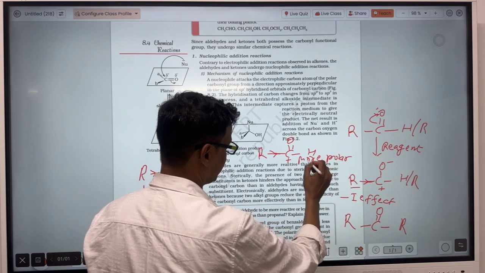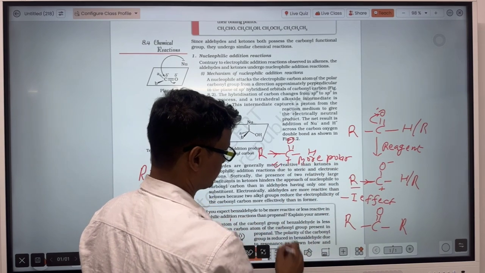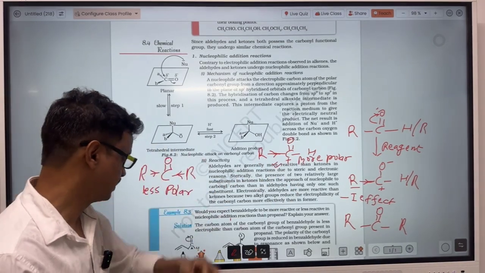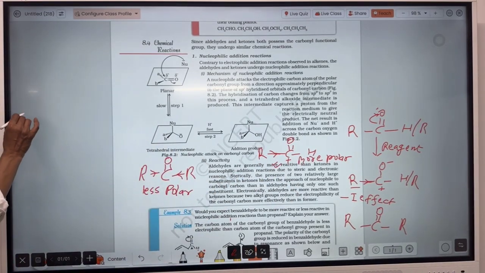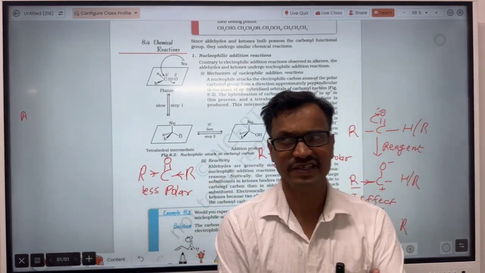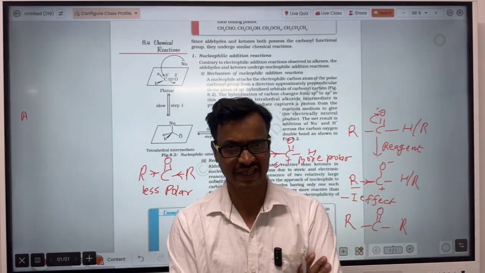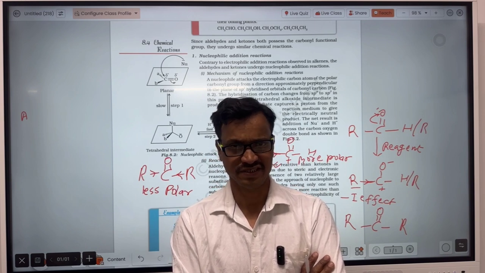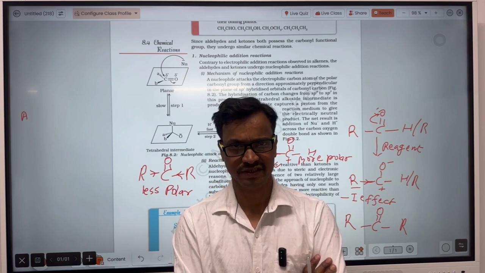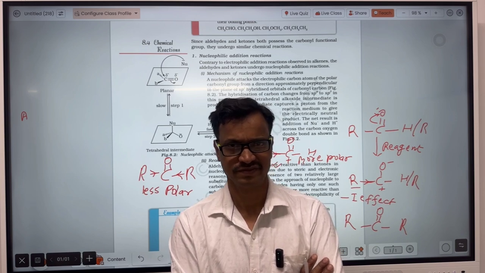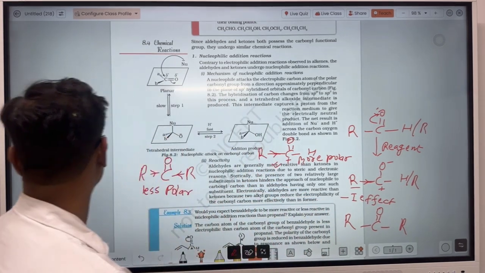Being more polar, the nucleophile will attack the acyclic carbon atom more frequently. So among aldehyde and ketone, aldehyde is more polar than ketone, and that's why nucleophilic addition reactions in aldehyde are easier compared to those of ketone. Okay.